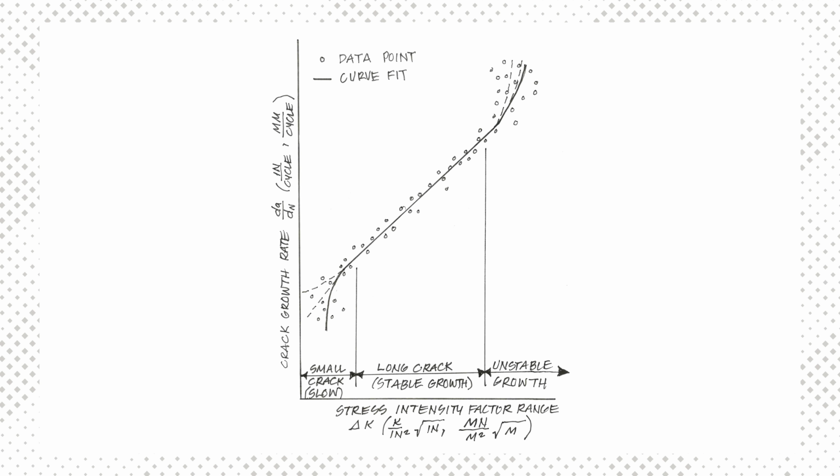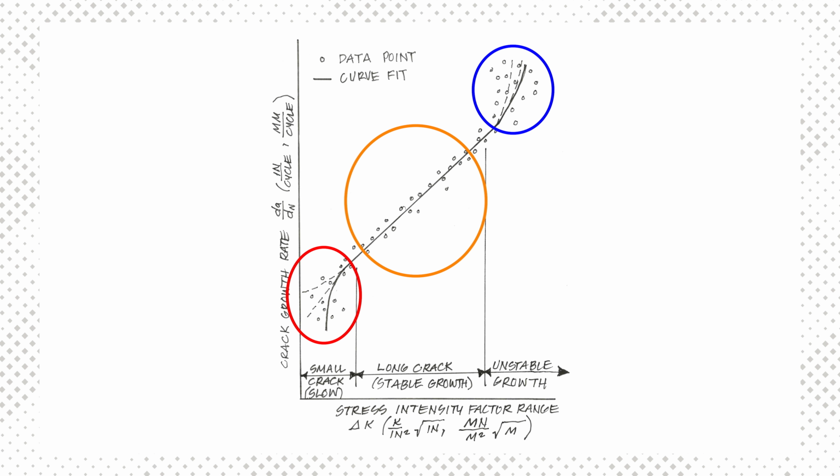Utilizing fracture mechanics-based crack growth data, we can plot crack growth rate, dA/dN, on the vertical axis and stress intensity factor range on the horizontal. The left region is the small crack growth regime and hard to predict, as it is highly dependent on grain and residual stresses. The right region is the unstable growth regime and is also difficult to reliably predict. Therefore, engineers focus on the middle, long crack regime.